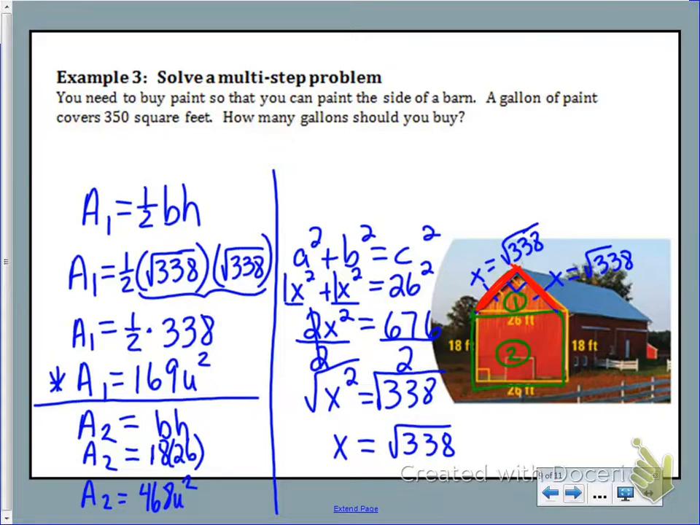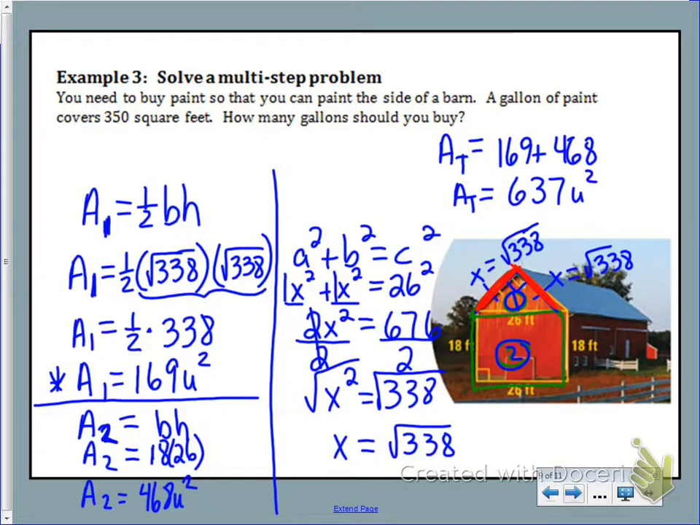Now if you notice, I marked on my picture area 1 and 2, meaning I numbered the different shapes. I also labeled the areas as area 1 and area 2, using a subscript to identify which area I was calculating. So now the total area is equal to the sum of these two areas. So 169 added with 468. The total area for this entire side of the barn is 637 units squared.